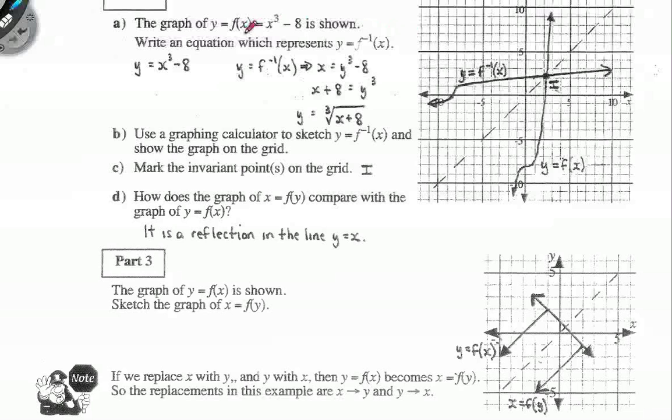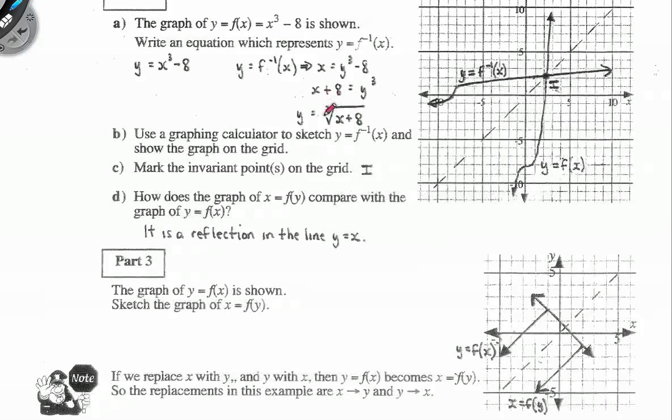Okay, a little bit further down the page, we are looking at a graph of y equals x cubed minus 8. It's this one here. And again, if we reflect it or take the inverse, it's going to reflect in the x equals y line. And we'll get this graph here. Now, if we're writing an equation for that, we switch the x and y's, and we won't go into the detail, but we'll get the following.